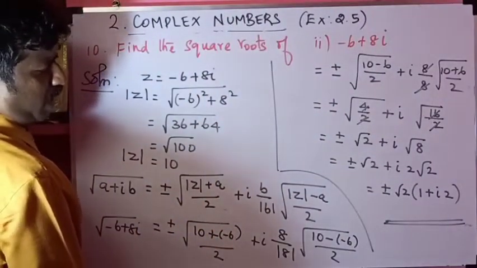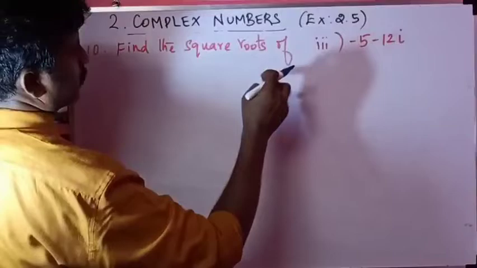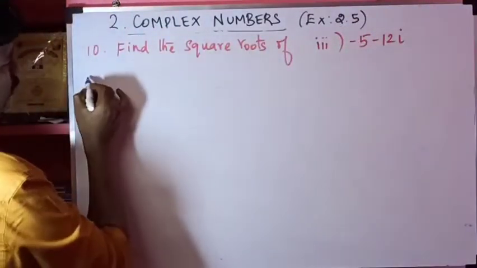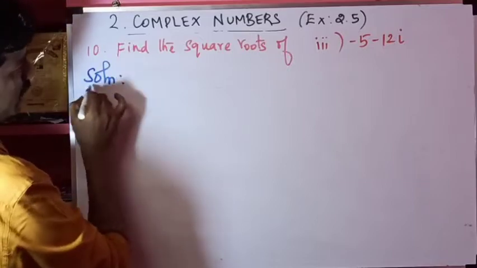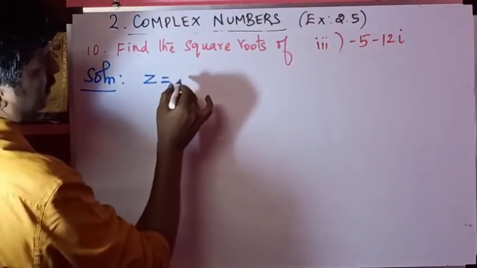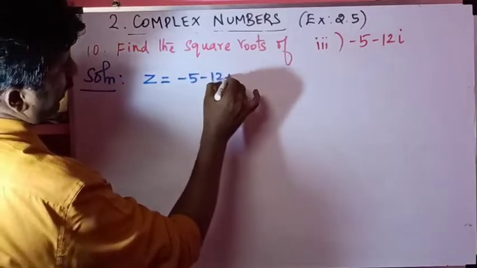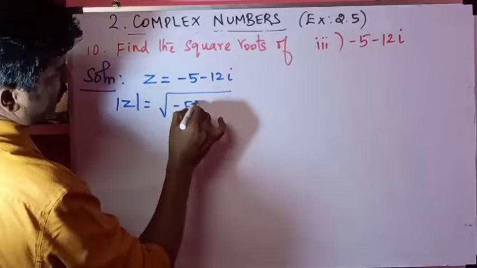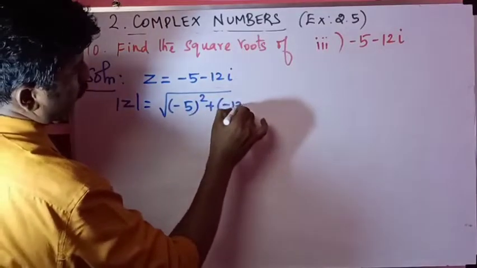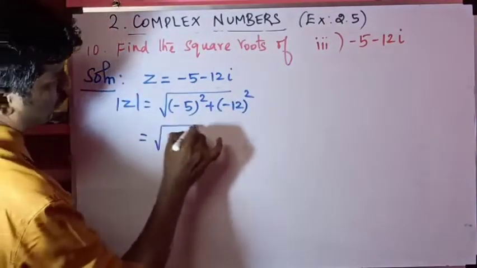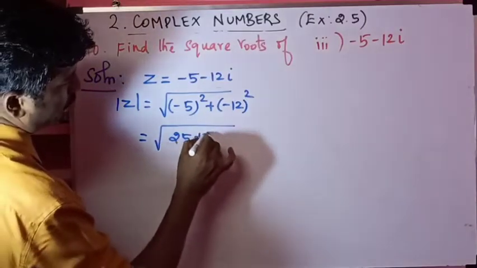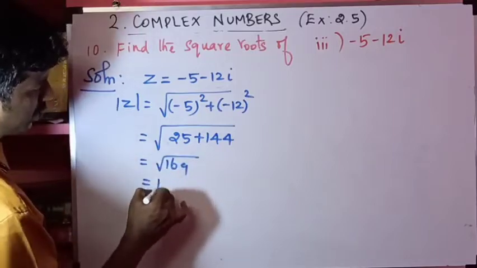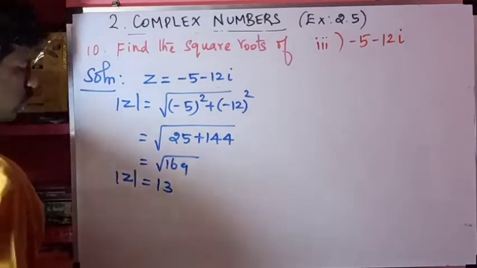Now let's see the next problem. See the third point. In 10th question, in exercise 2.5, find the square root of. So same procedure. So what is given is minus 5 minus 12i, right? So the modulus z is equal to the root of minus 5 square plus minus 12 square, which is the root of 25 plus 144, isn't it? So add, how much will it come? The 169, which is 13. Modulus z is equal to 13.